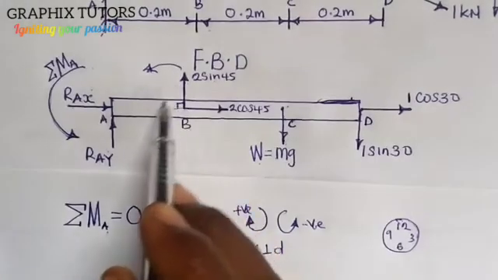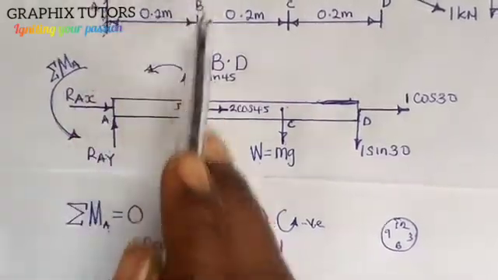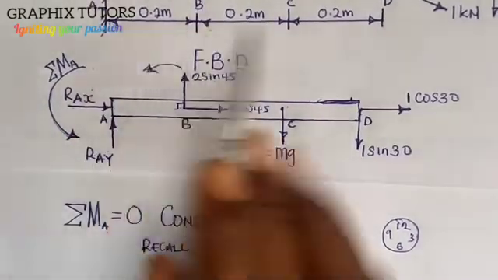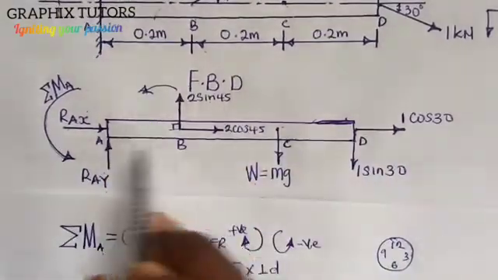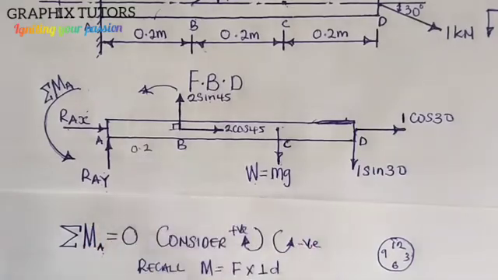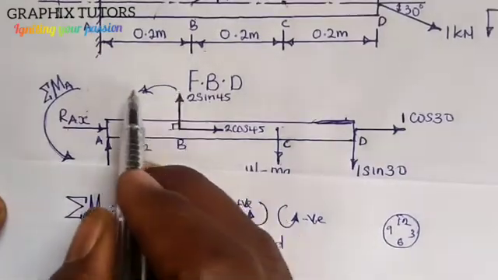So the force times the distance. What is the distance? Distance from B to A, right? B to A is 0.2. You can see that it is 0.2. That means the distance from here to here is 0.2. So I'm going to put it this way, and it's going in this direction towards point A.